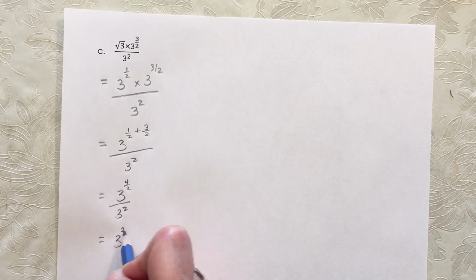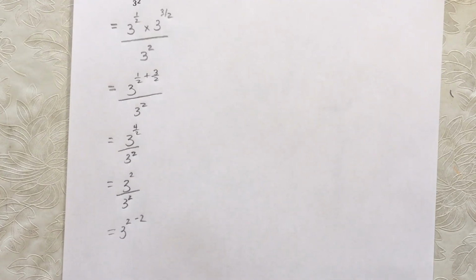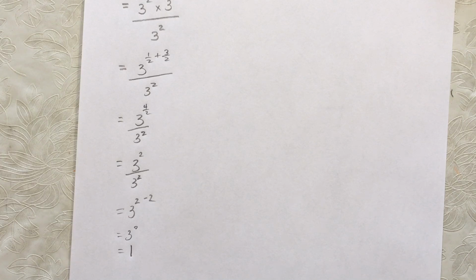4 over 2 happens to be 2. Something divided by itself is 1, or you could think of it as 3 to the 2 minus 2, which is 3 to the 0, which equals 1. So a complicated way of writing 1.